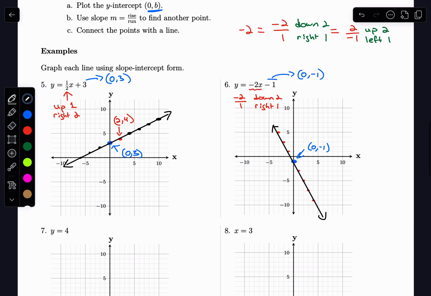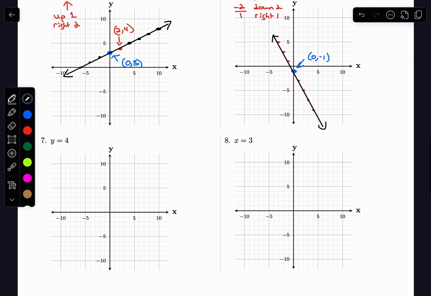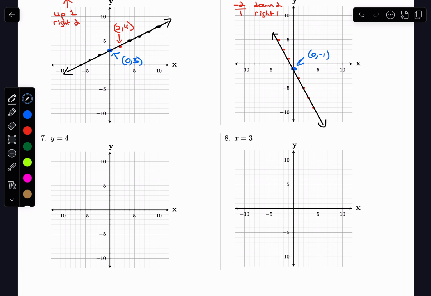All right, now let's do the special cases. Number 7 says y equals 4. Y equals 4 is the same thing as saying y equals 0x plus 4. We just don't write the 0x because it doesn't give us anything here. But in terms of slope, it's nice to know that here the slope is 0. And the 4 is our y-intercept, so 0, 4 is on my graph. So I'm going to plot the point 0, 4.